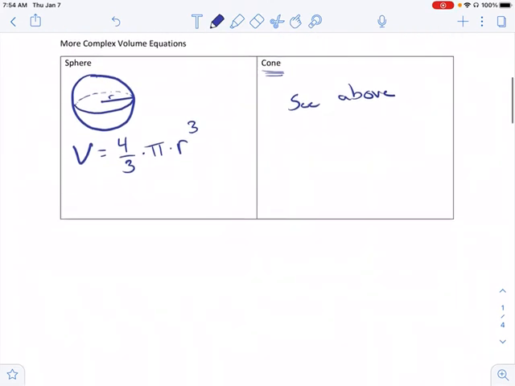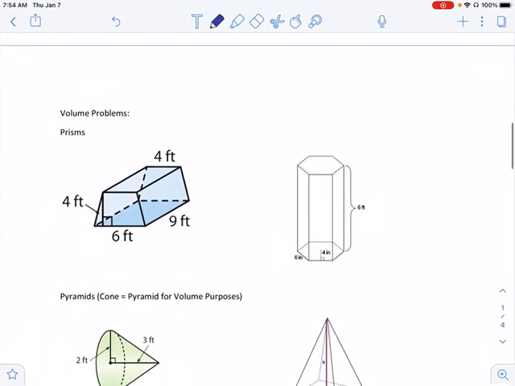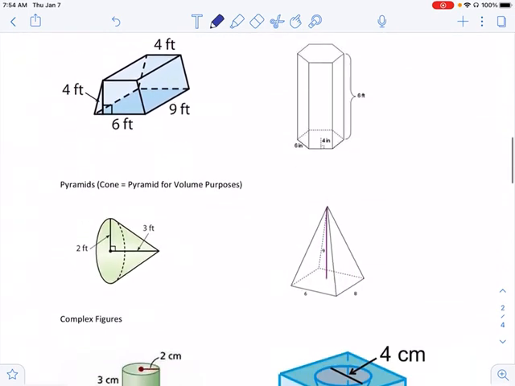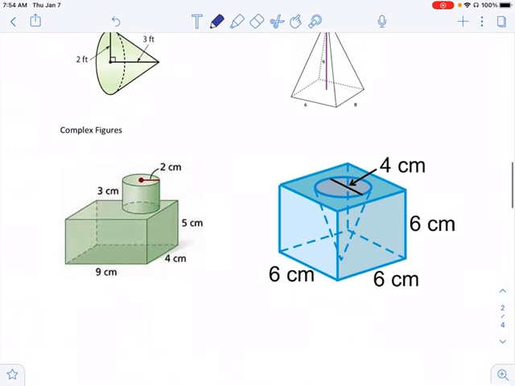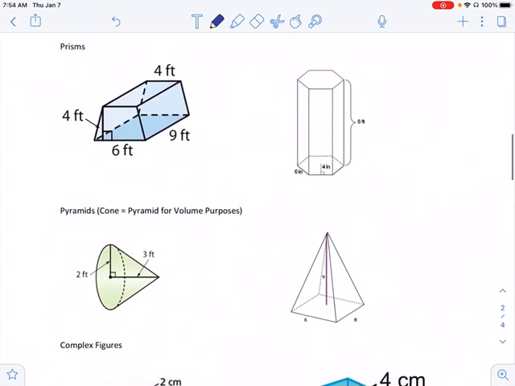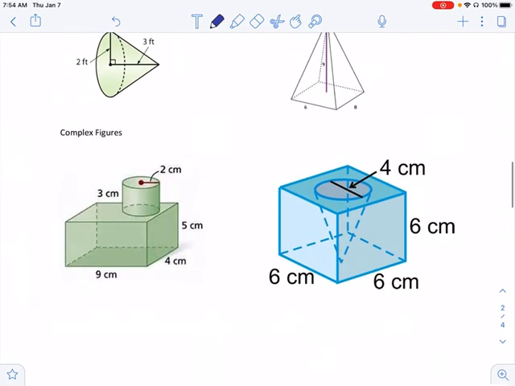We have a collection of problems, and the minimum expectation is to complete this page here. That's 1, 2, 3, 4, 5, 6 problems. Down here we have some complex figures. I'm noticing a rectangular prism with a cylinder on top. And over here, a cube or square prism with a cone taken out of it, or a circular pyramid. Just make note of that.